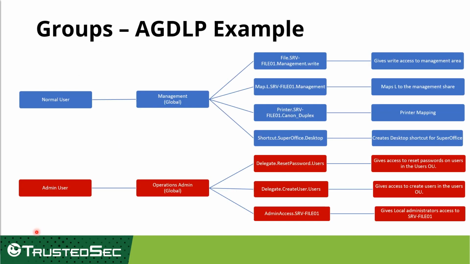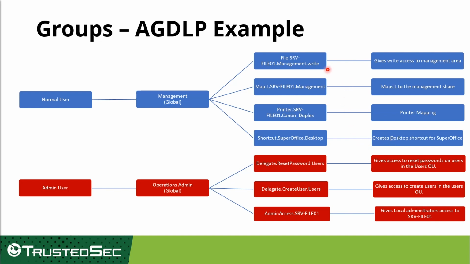In this slide you can see an example of the practical use of the AGDLP model. In this case you see a normal user defined, and that user is a member of the global group called management. The management group is a member of various different domain local groups. You can see here, for instance, it is a member of the group called Shortcut SuperOffice Desktop. When a member is part of this group, there are actions behind that group that create desktop shortcuts for SuperOffice.